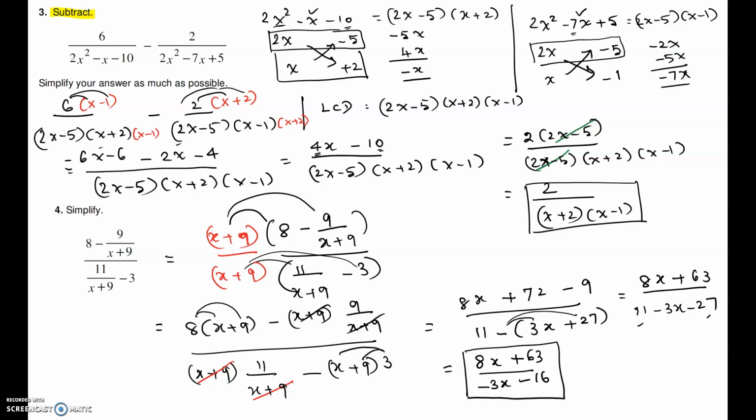Whenever you do complex fractions, again, there are 2 or 3 methods for this. You are going to look at the denominators in the numerator and the denominator. Then you're going to take the LCD of that. Then you're going to multiply the numerator and the denominator by that LCD.